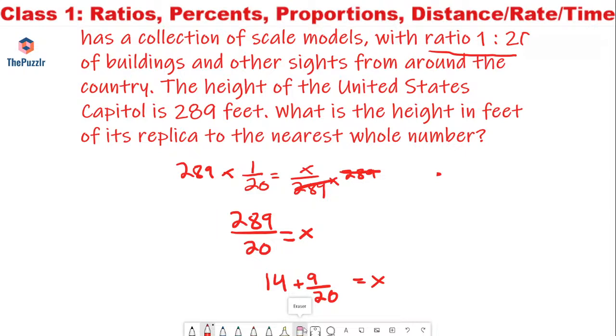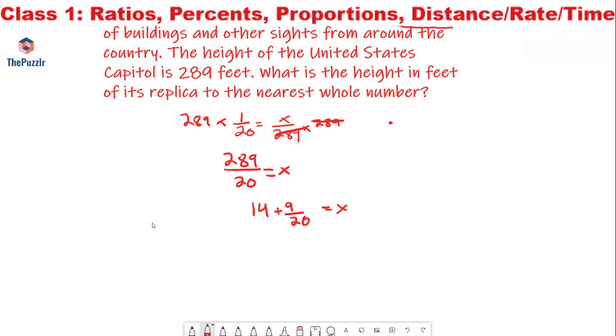Now, always reread the question to see that what you're answering is the right thing. For example, we see that the height in feet of its replica, we're trying to find that to the nearest whole number. And that's very important. Our answer is not going to be 14 plus 9 over 20. Our answer is going to be this number rounded. Well, 9 over 20 is less than 1/2, because 10 over 20 would be 1/2. So this would round down. And our answer would just be 14 feet.